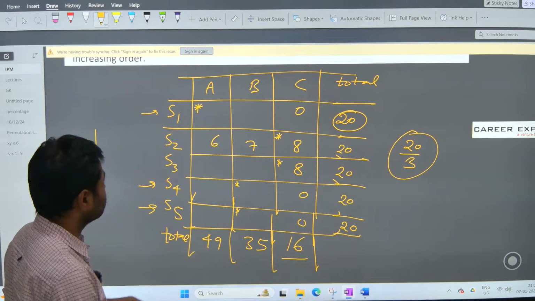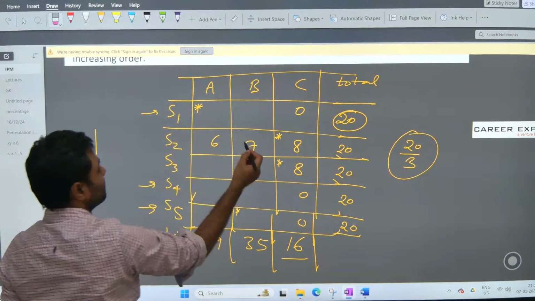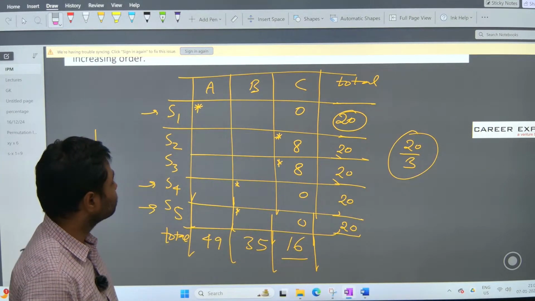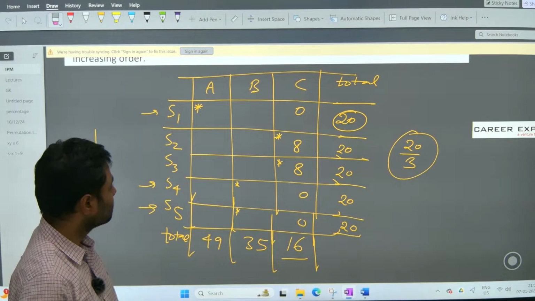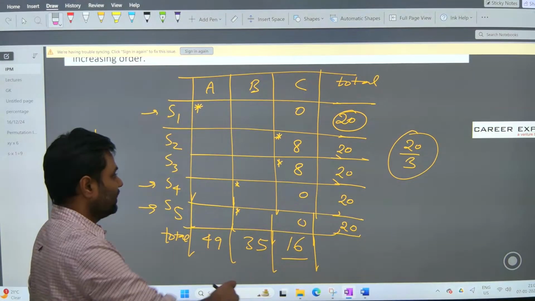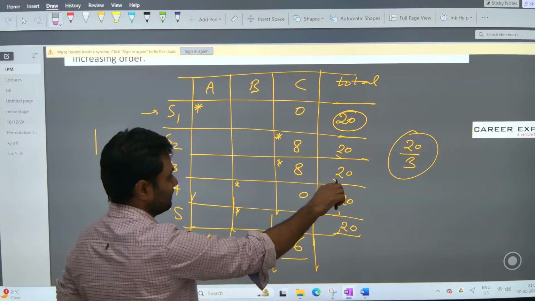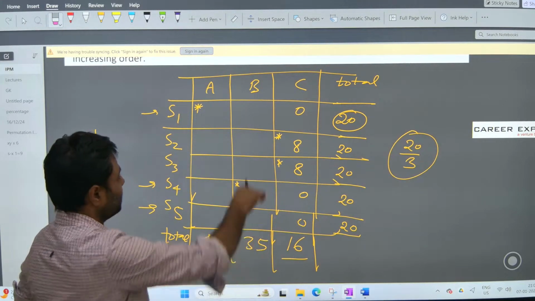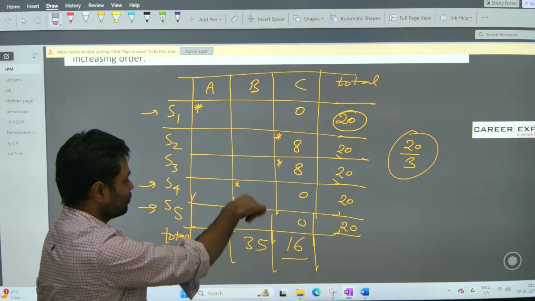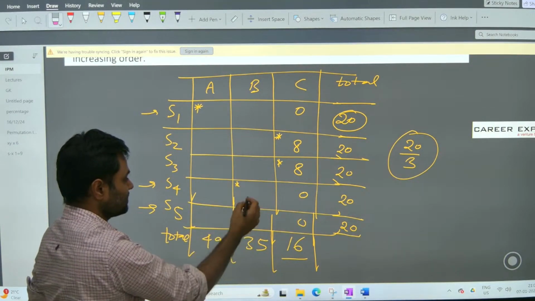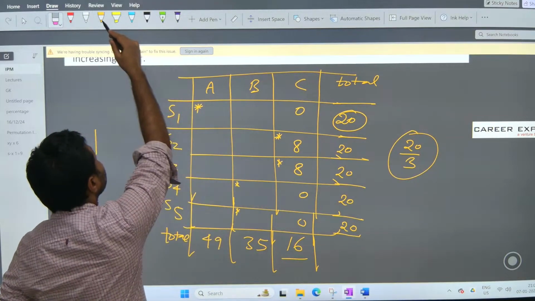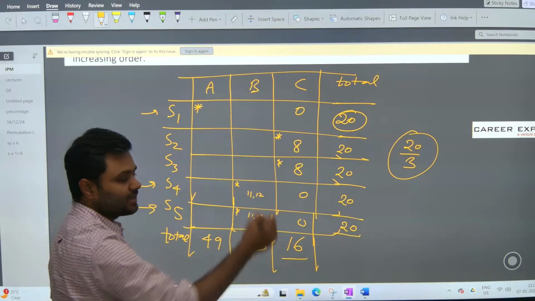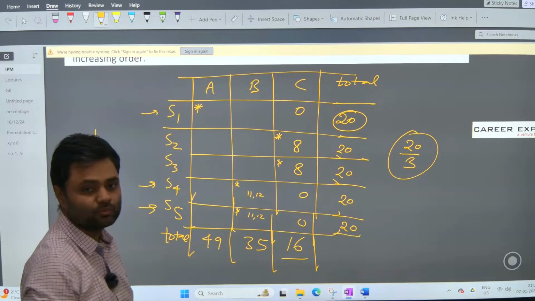Now second point, this 6 and 7 was not there. I filled it just to explain. Okay. Now second point is, 20 seats here, right? And there are 20 seats here. So what we can say is party B, they won these 2 constituencies. That means in these 2 constituencies, they must have got 11 or more votes. 11, 12, 13. This can be any number, but it should be more than 11 votes, right?